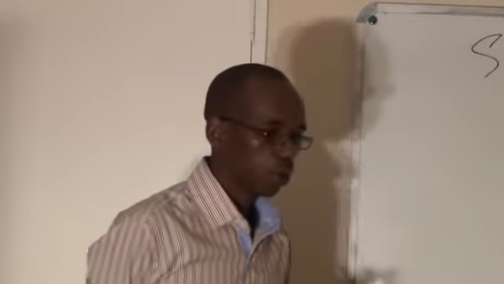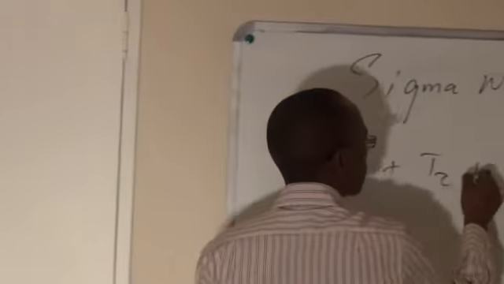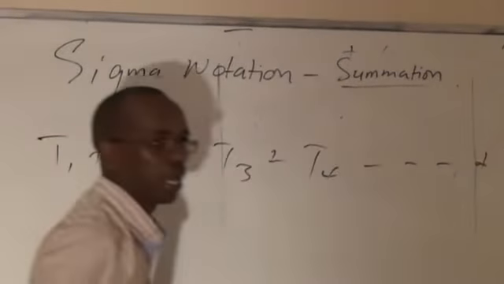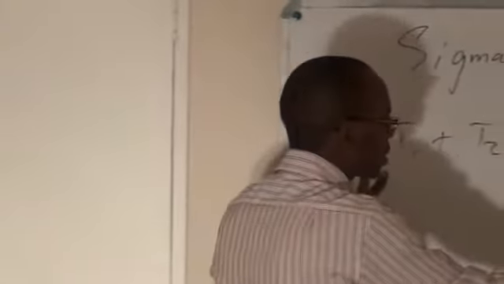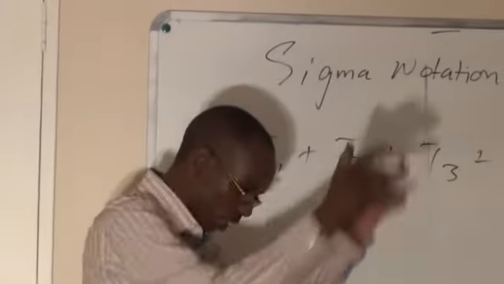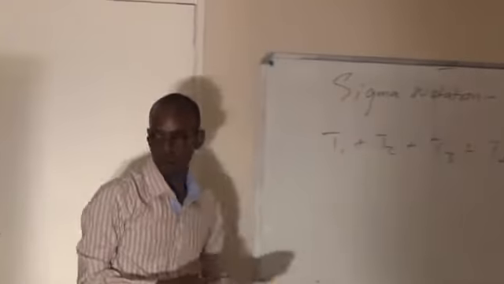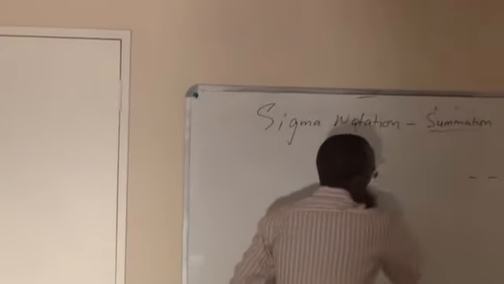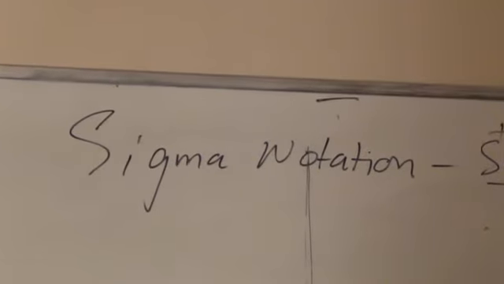I'll explain to you. We have noticed that up to now, we've always been writing our series as T1 plus T2 plus T3 plus T4 plus Tn. The question is, can't we find a very good way of shortening all this? Probably just write it as one little thing, and whenever we want to expand that, we get exactly this. Yes, we can. We use what we call the sigma notation, or the summation sign. We usually write it like that.